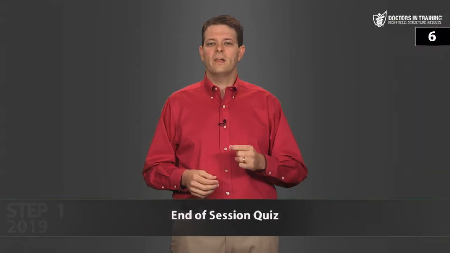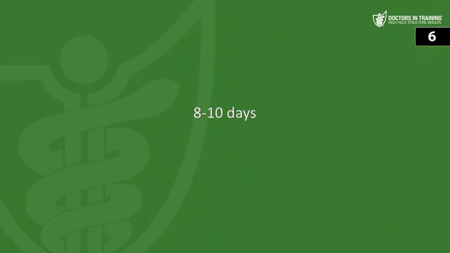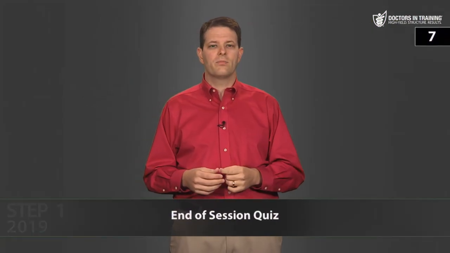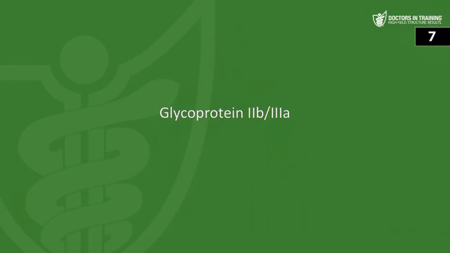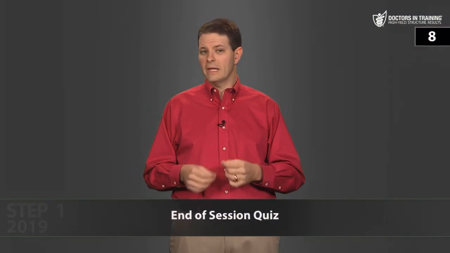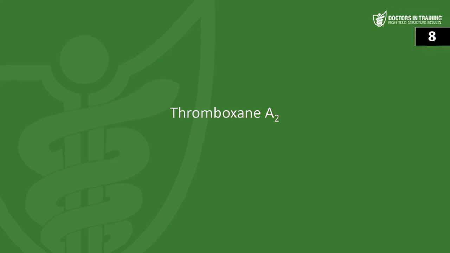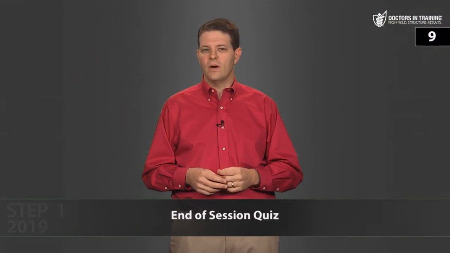First question, what's the lifespan of a platelet, which is also the maximum life of platelets after transfusion? It's 8 to 10 days. Next, what molecule is expressed on the surface of a platelet after it becomes activated? It's glycoprotein 2B3A. Next, NSAIDs inhibit the production of which substance important in platelet aggregation? It's thromboxane A2. And the last one, what's the mechanism of action of each of the following drugs?